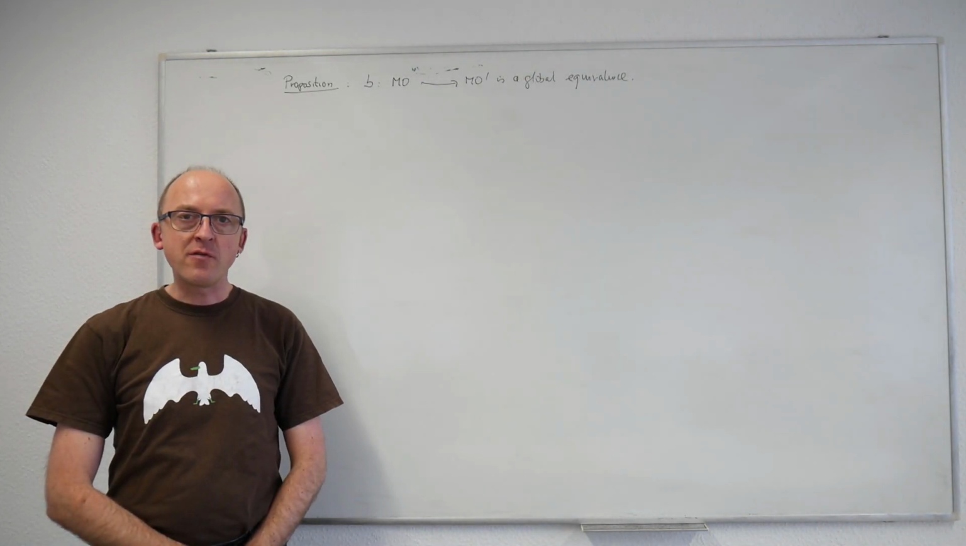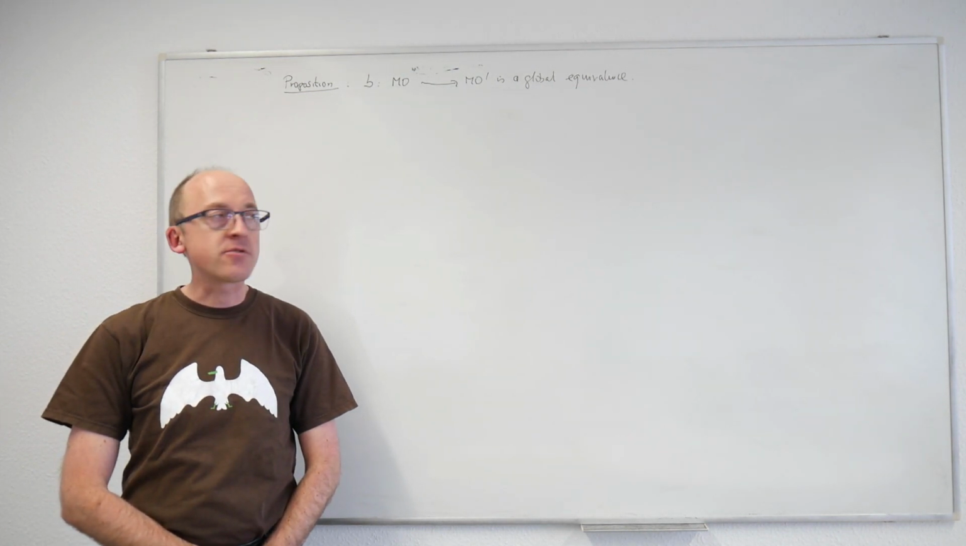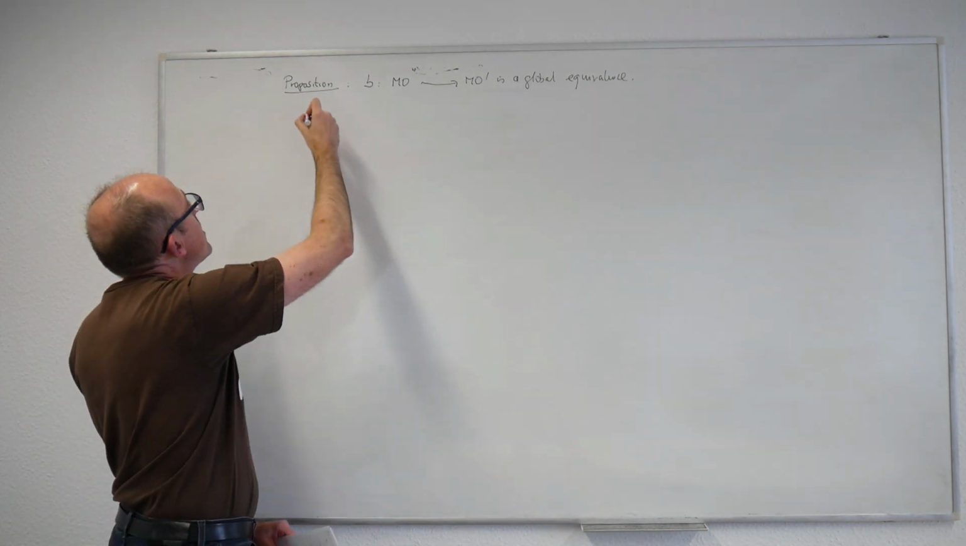To prove that the morphism B is a global equivalence, we're going to use an analog of the rank filtration, which we also have for the orthogonal spectrum MO prime.